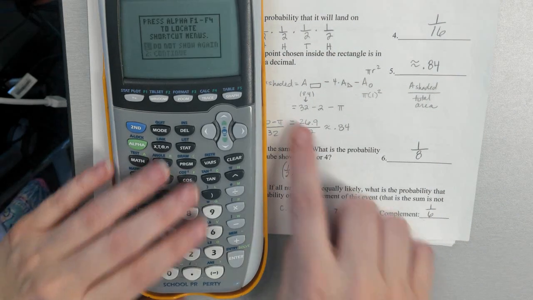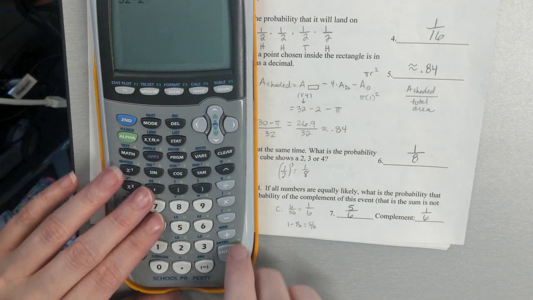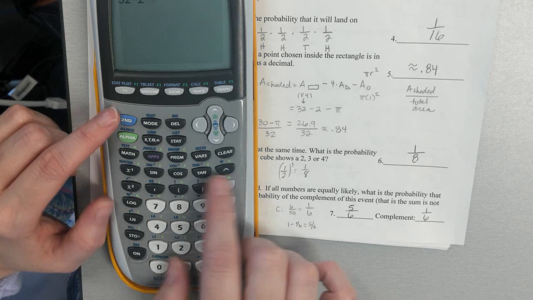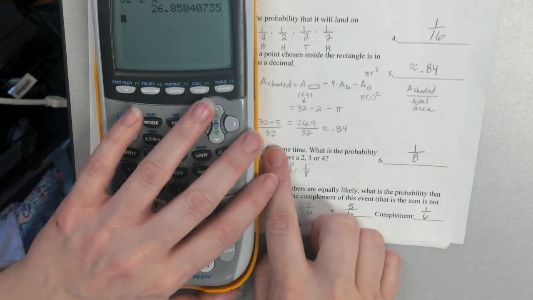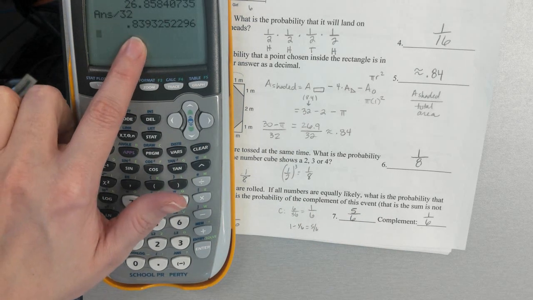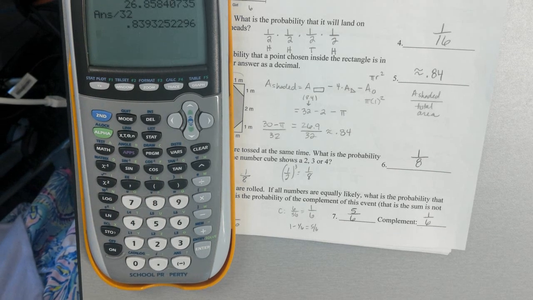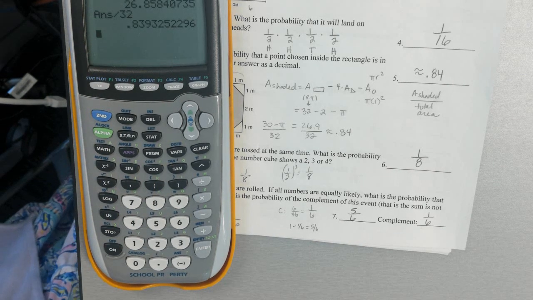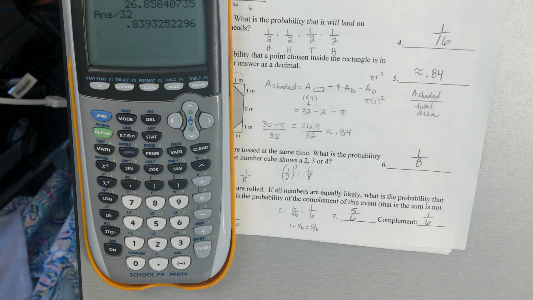So when you do that, you can do the 32 minus the 2 for the triangles minus the pi. So use your pi button. And then you're going to divide that by the total, which is 32, and that's how you get the 0.84 rounded. If you put 0.839, that is fine as well, because it didn't tell you what place.